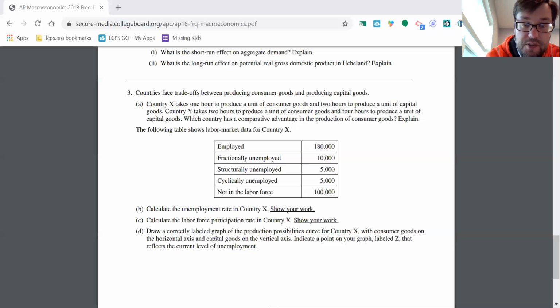Okay, so the graph, let's do this, the first part, pretty straightforward. Now, the tricky part of this question is understanding that last thing they're asking for and what it's essentially asking for. So consumer goods on the horizontal axis and capital goods up here.